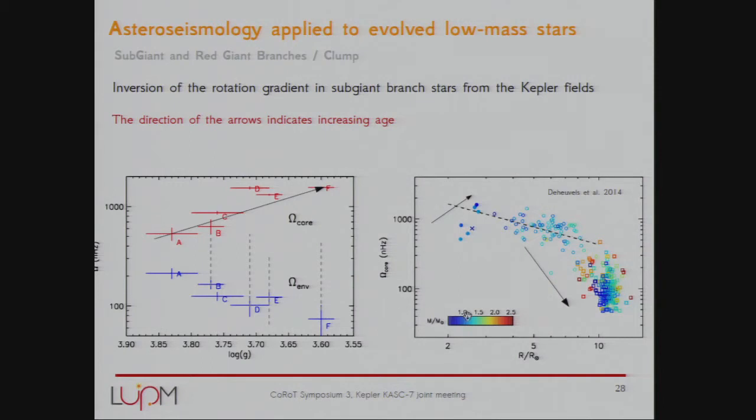Here you have some results that you might have all seen already on the evolution of the contrast between the envelope and the core rotation velocity in subgiant stars, where you have an increase of the differential rotation inside the star during the subgiant branch, and then you have again an inverse evolution when you go from the red giant to the clump.